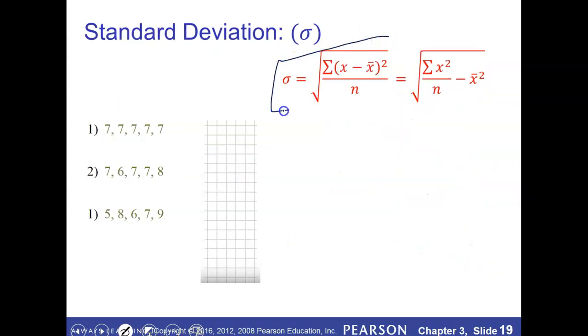This is the formula that we just used to calculate the standard deviation, but it's not the most popular formula to find the standard deviation. The most popular way to find the standard deviation is to use this formula. Let me show you how this formula works.